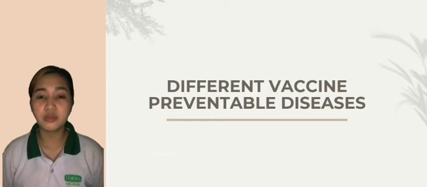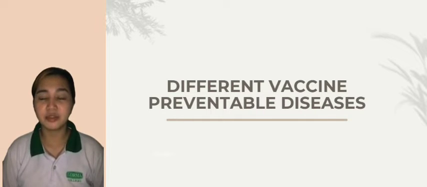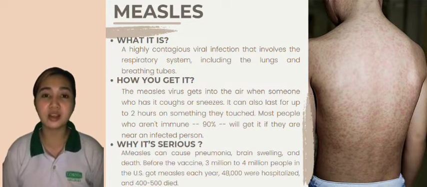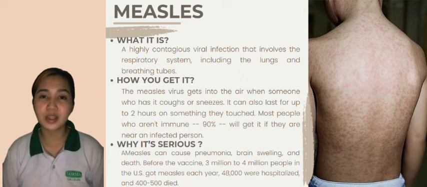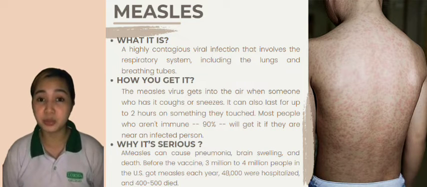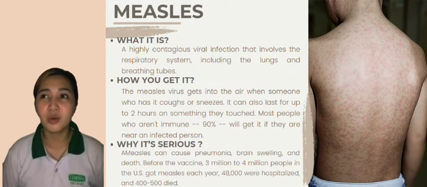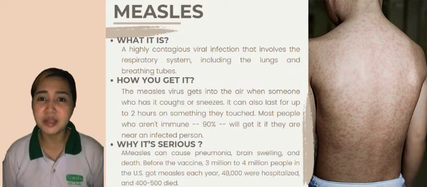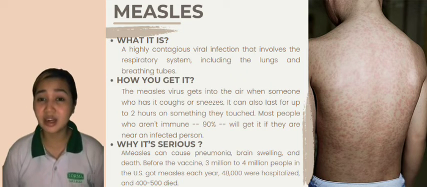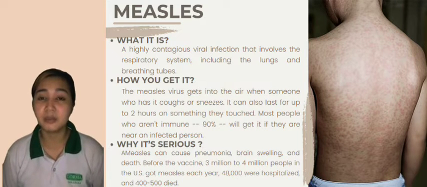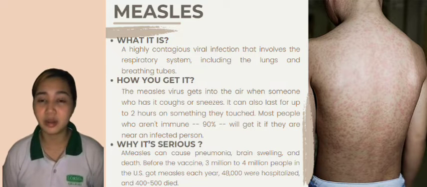We are now moving forward to the different vaccine-preventable diseases. So the first one is measles. On your screens, you can see a person with measles. And what is measles? Measles is a highly contagious viral infection that involves the respiratory system, including the lungs and breathing tubes. So how can you get it?